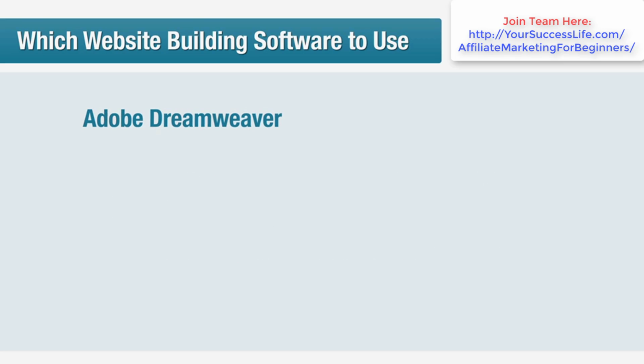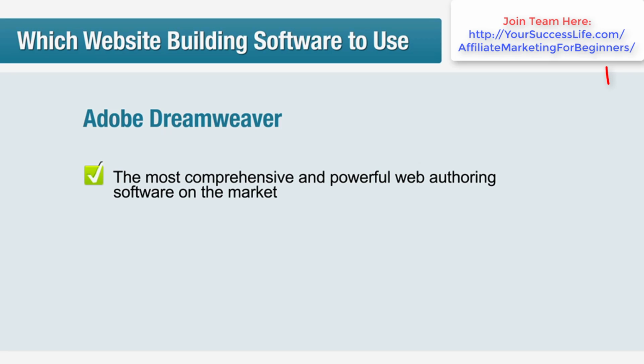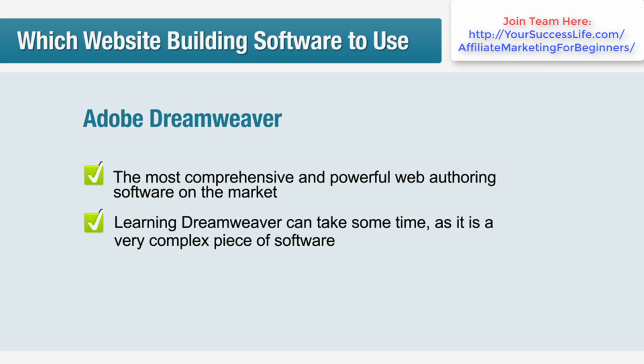Adobe Dreamweaver. Dreamweaver is the most comprehensive and powerful web authoring software on the market, and it has been for some time now. It's a what-you-see-is-what-you-get editor, with the capacity for hand tooling your HTML in a separate editor window. Learning Dreamweaver can take some time though, as it is a very complex piece of software. It's well worth taking the time to go through the tutorials in the help section or finding some tutorials online.